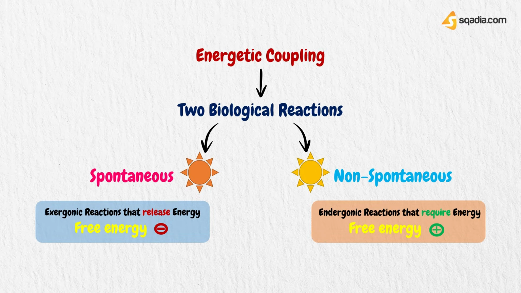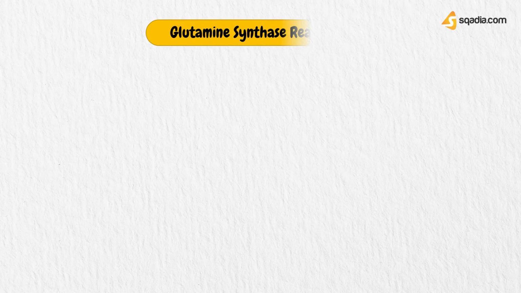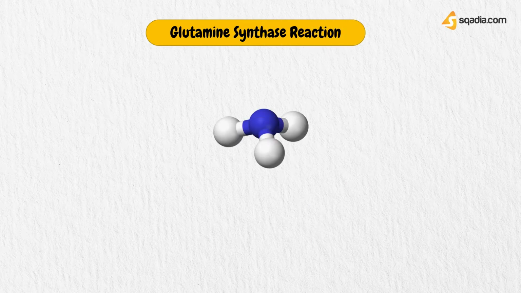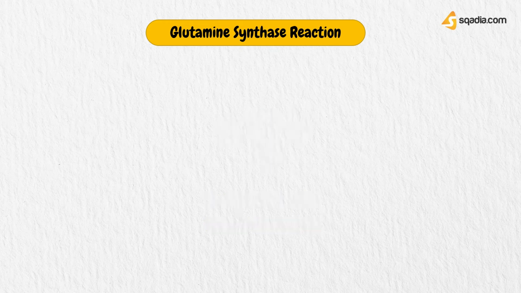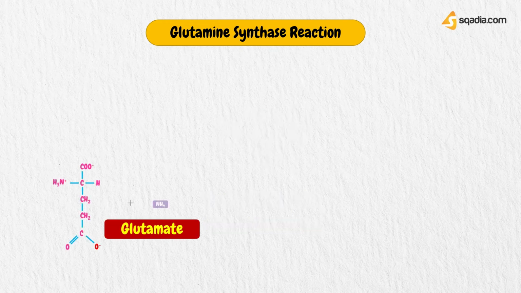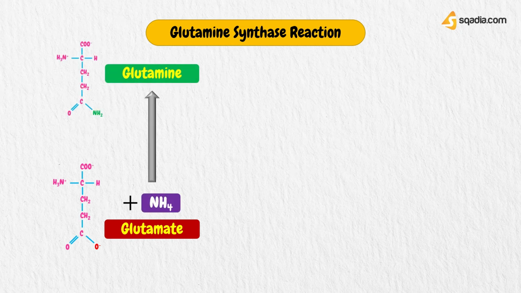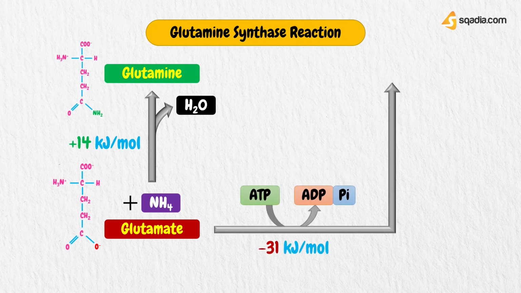This connection is illustrated here using the example of the glutamine synthetase reaction. Ammonia is a toxic metabolite that can be harmful for the body. Now glutamate helps in its elimination by binding itself with ammonia and making glutamine. But direct transfer of ammonia to glutamate is endergonic and needs 14 kilojoules per mole of energy, so it cannot take place. In the cell, the reaction is divided into two exergonic steps.